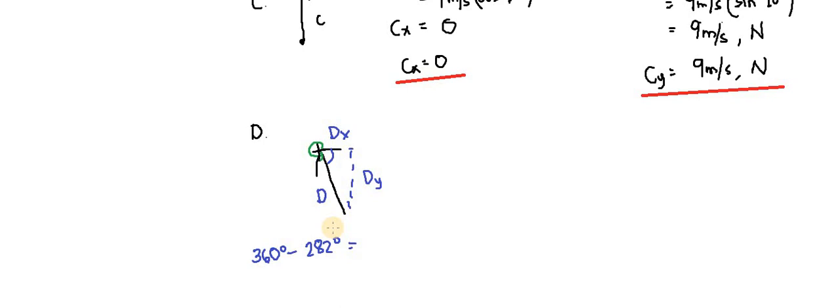That's 360 minus 282. This gives us 78 degrees. Okay, that's 78 degrees, meaning the value of this theta will be 78. So, we can now compute for our components. So, yung components natin, magiging D sub X is equal to D cosine theta. That is the value of our D.